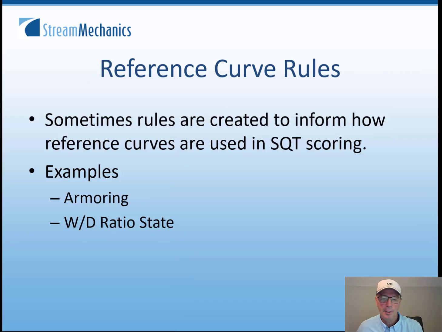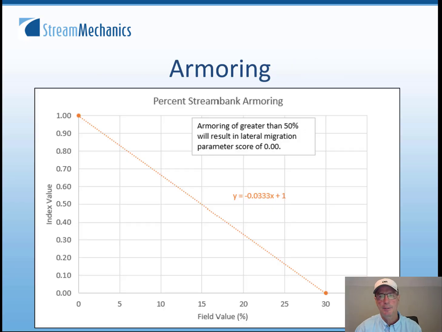All right, the thing I want to just end on is that sometimes the technical team will create a reference curve, but there's an "it depends," and that "it depends" has turned into some rules that inform how that reference curve is going to get used within the SQT scoring. And I'm just going to give you 2 examples, armoring and the width to depth ratio state.